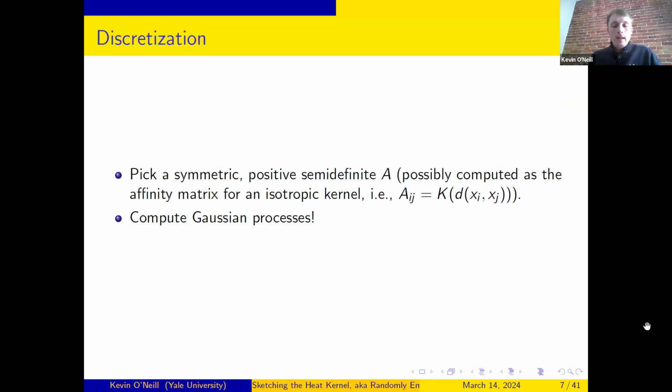Okay, so what we did was we discretized this. We said, what if we have actual specific data, no analytic formula? What happens when we do these Gaussian process embeddings? Okay, so how does that work? Well, we pick a symmetric positive semi-definite matrix A to serve as our covariance matrix. And maybe that's the affinity matrix for some isotropic kernel. And then we just have to compute Gaussian processes that have that matrix A as the covariance matrix. Okay, and then you just do that k times, you use those as coordinates, and that's it.